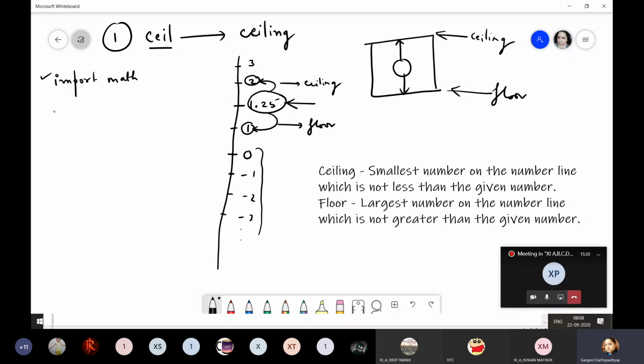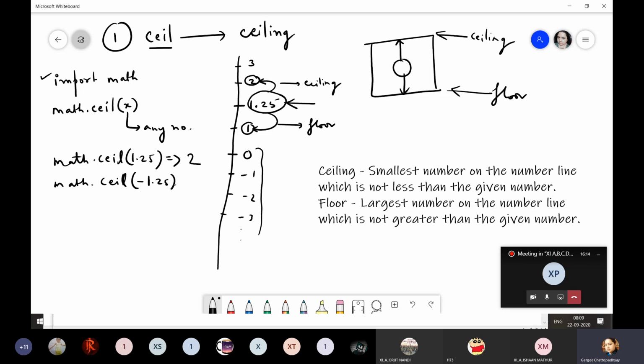So how will you use the function? You will write math.ceil, that is the name of the function, followed by the argument x. What is x? It can be any floating point number. So if I write here math.ceil(1.25), what answer should I get? I should get 2.